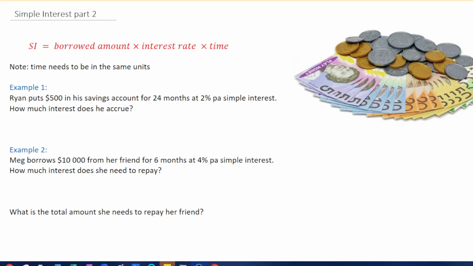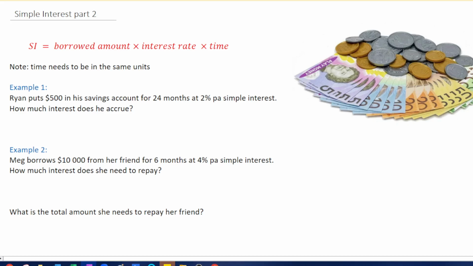So the simple interest formula is the borrowed amount times the interest rate times the time, so how long you borrow for. Now you need to remember that the time needs to be in the same units. So if the interest rate is per year, then the time that you borrow for needs to be per year as well. If the interest rate is calculated per month, then the time needs to be how many months you borrowed for. So let's look at some examples and get started.